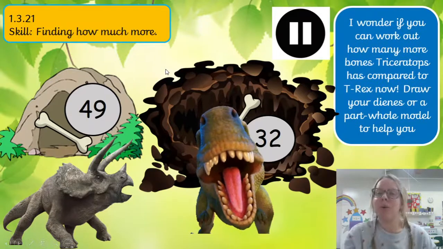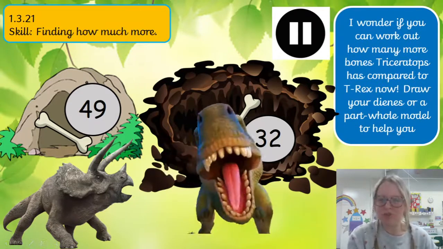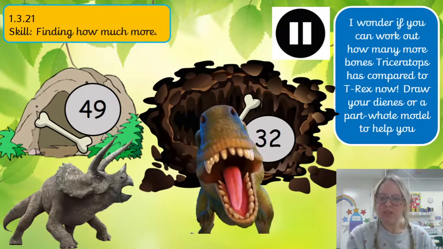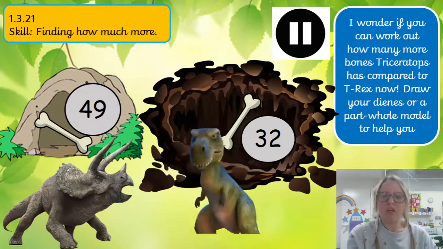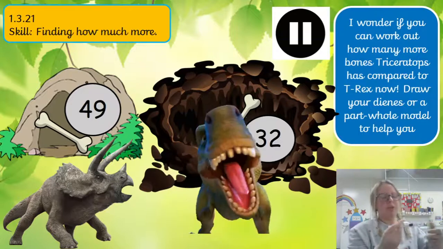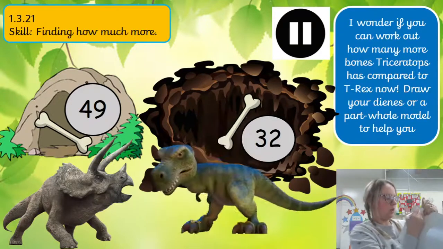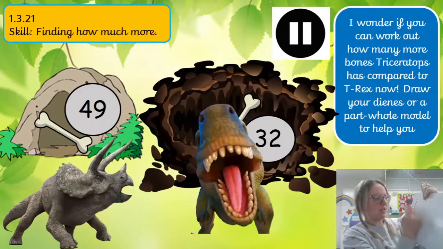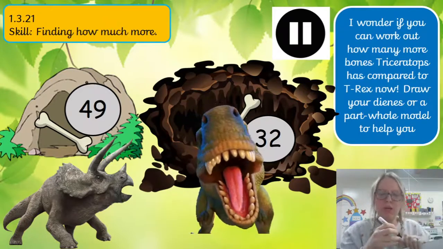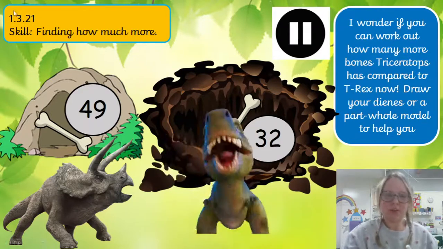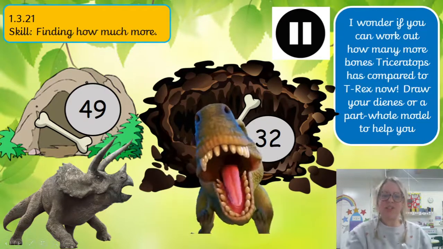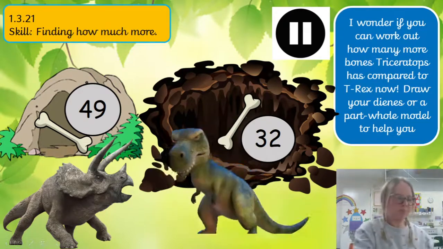Okay, I wonder if you can work out how many more bones Triceratops has compared to T-Rex now. Draw your Deans or a part whole model to help you. If you're drawing your Deans, it might be the easiest way to do it. Do a line for your 10s and a dot for your ones, okay? So now on your whiteboard or your paper, can you draw me the 10s and the 1s for Triceratops' bones and the 10s and the 1s for T-Rex's? Do that for me now, pause the video.